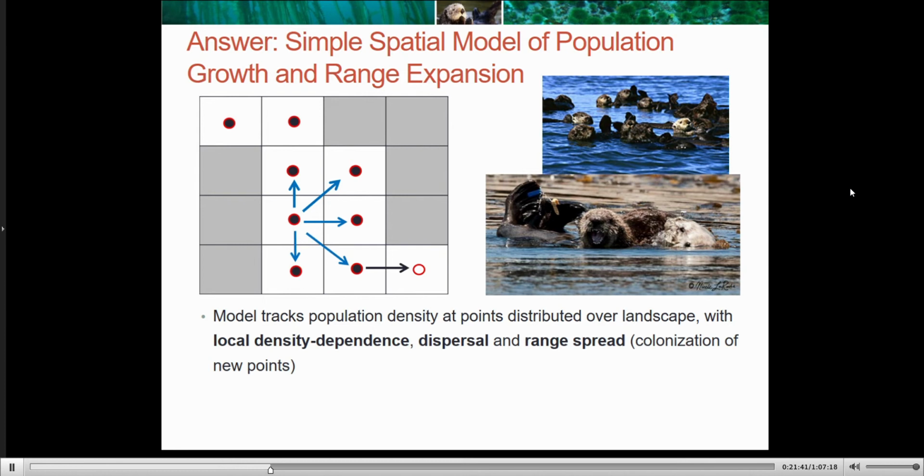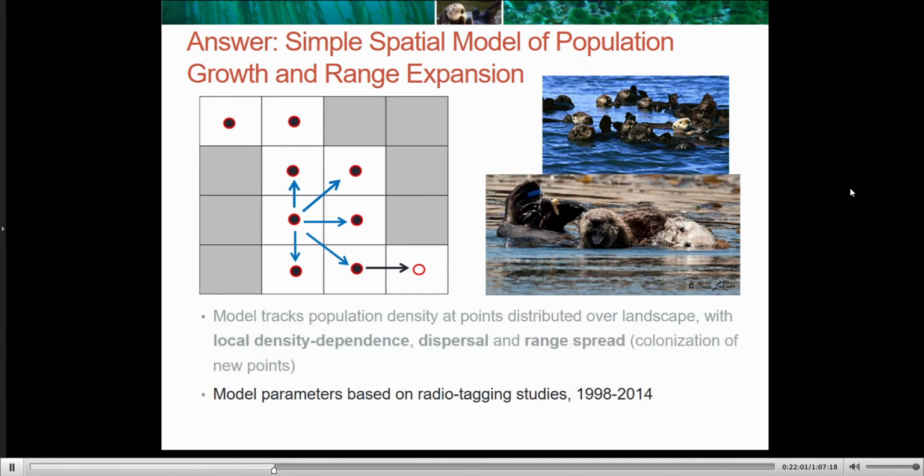We allow for local density dependence. Dispersal rates between these points are determined by actual telemetry data, so the movement rates of real otters. Likewise, the rate of range spread along a coast is also determined by the mobility of animals and the diffusion constant. We parameterize these models from our data on radio tagging studies, mostly from California, but as I mentioned before, the survival rates and movement rates were identical for Southeast Alaska as well. So the basic parameters of this model are identical for any sea otter population that we've looked at.